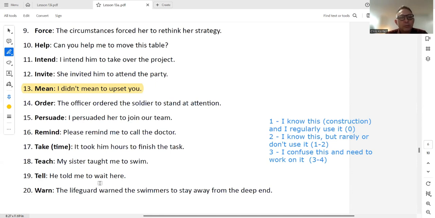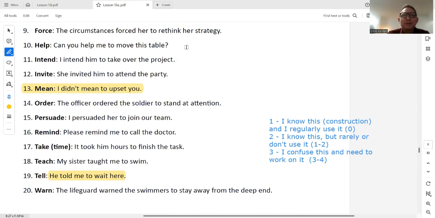My sister taught me to swim. He told me to wait. Now, this one I'm going to just highlight because we say this probably more than any verb on the list. And you'd be surprised how many times, even at the upper intermediate advanced level, I hear "he said me" or "he told to wait." He told me to wait.